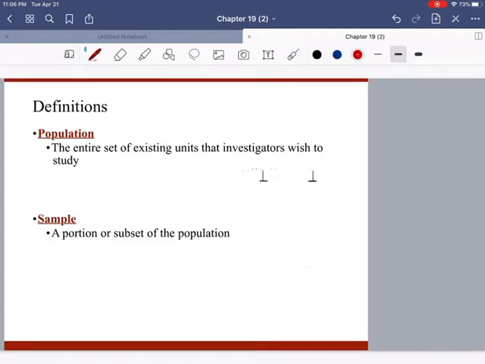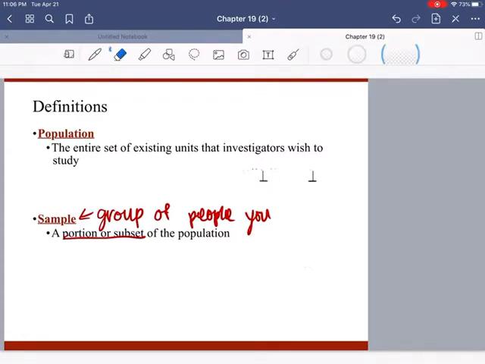Versus a sample. You can't ask every single person in the US who they're voting for. So we take a sample of that population to represent the whole population. So the sample is a portion or subset of the population. So it's just the group of people you survey or sample. Versus population is everyone.